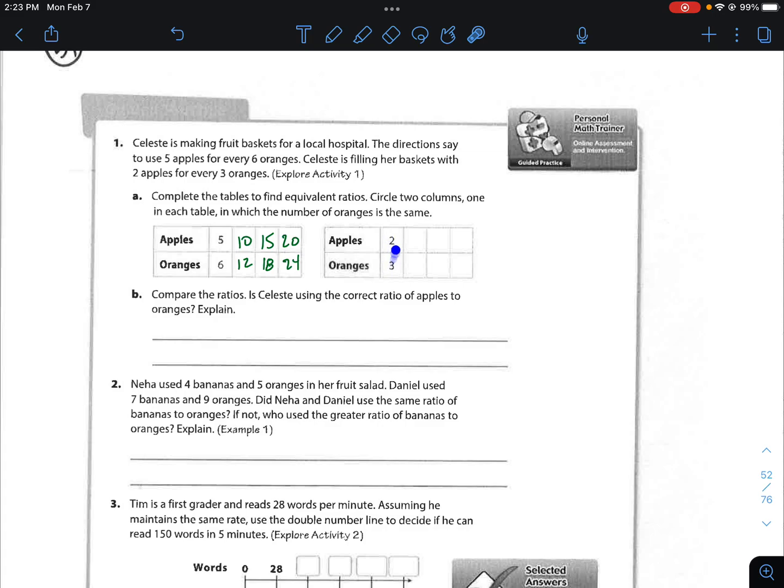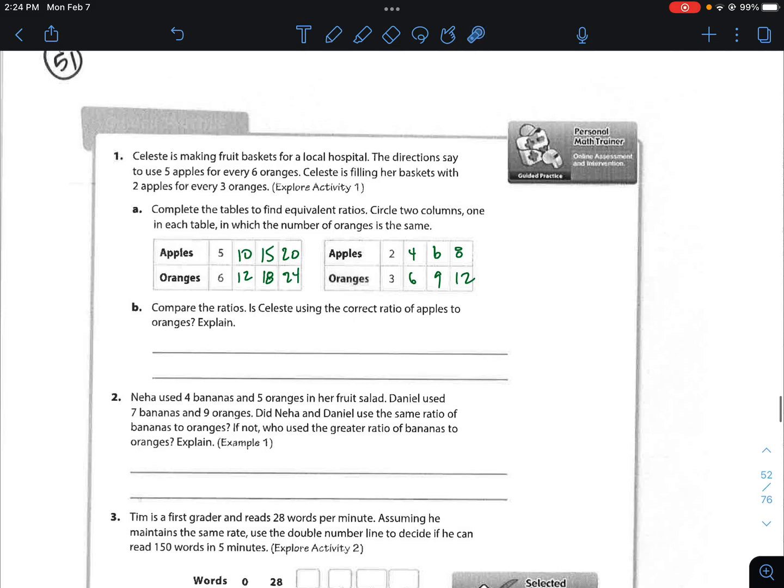Now let's look at Celeste's basket. So she did 2 apples for 3 oranges, which means she has 4 apples, then 6 apples, then 8 apples. So if she added 3 oranges each time, it would be what? 3, then 6, then 9, then 12. Now they want us to circle the 2 columns, one in each table, in which the number of oranges is the same. Oh, right here. We have 12 oranges.